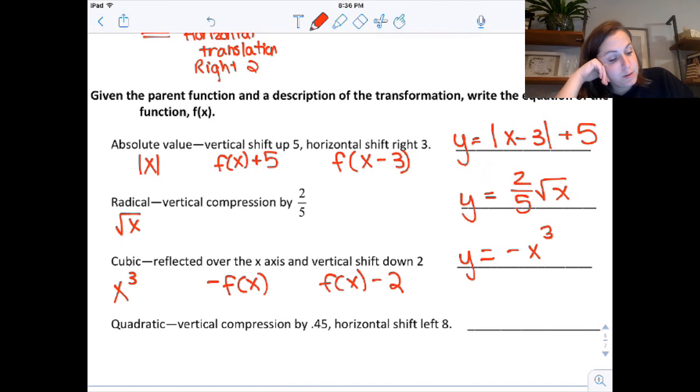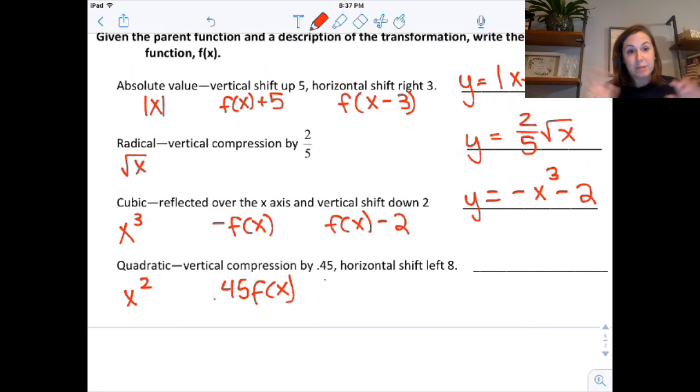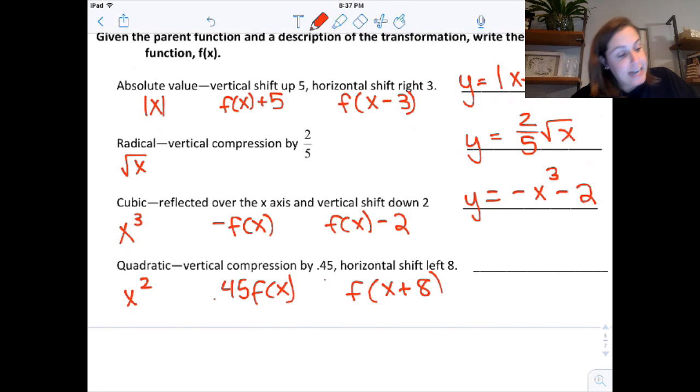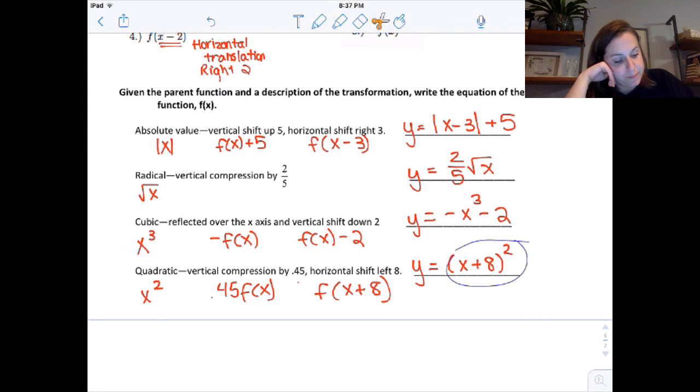Last one, quadratic, x squared, right? Vertical compression by 0.45, so that's going to be 0.45 f of x. It's vertical, so it's outside. Horizontal shift left 8, so that's going to be f of x plus 8 because it's horizontal, it's inside your parentheses. So this is going to be y equals x plus 8 squared, so modifying inside your parentheses. And then, I'm just giving myself a little more space, you need that 0.45 out front.